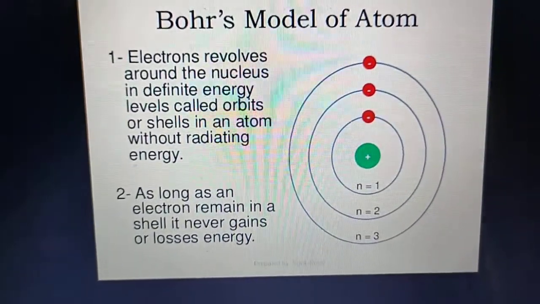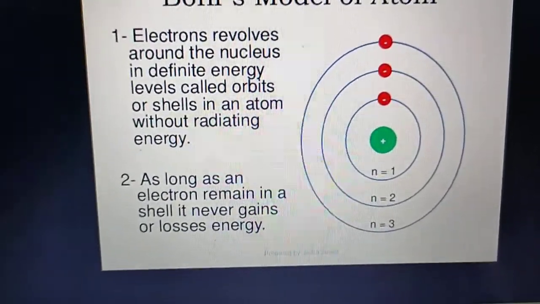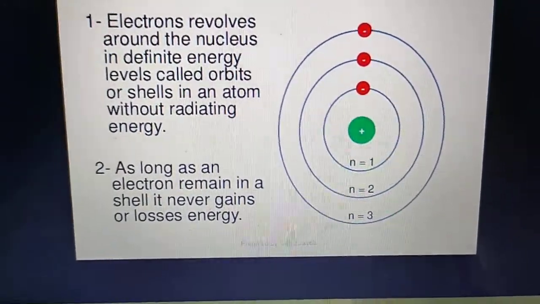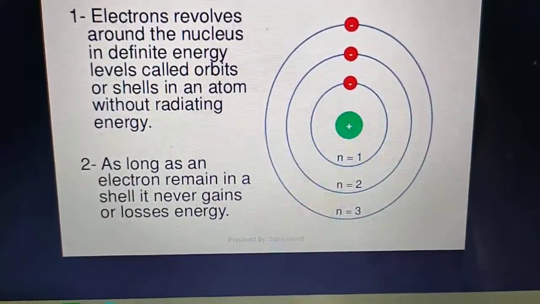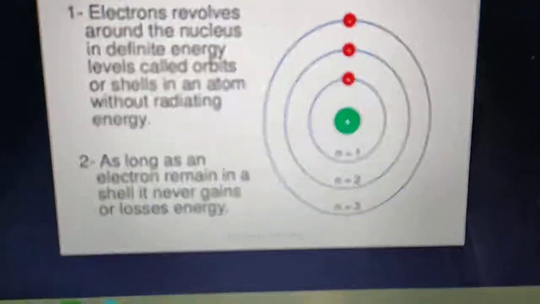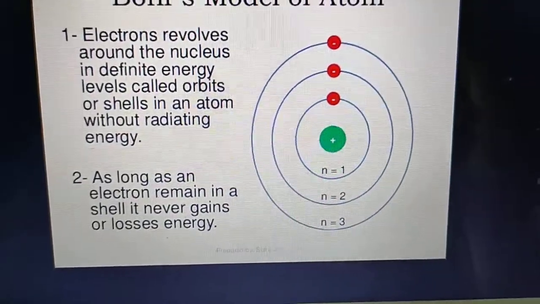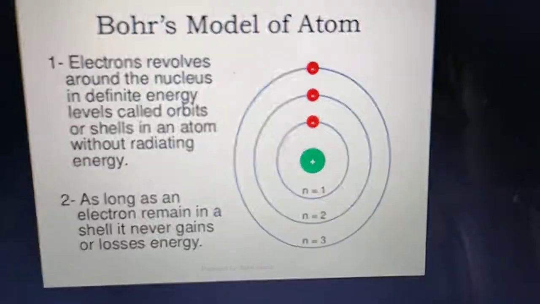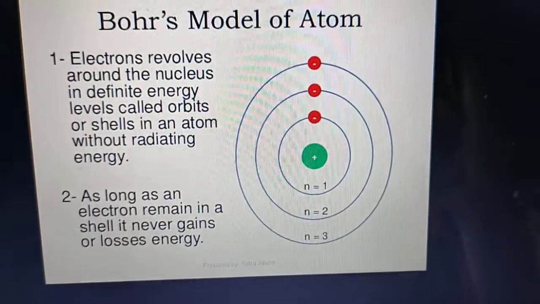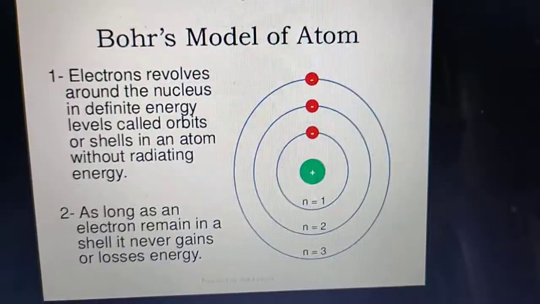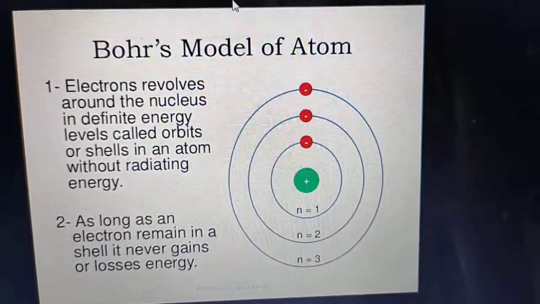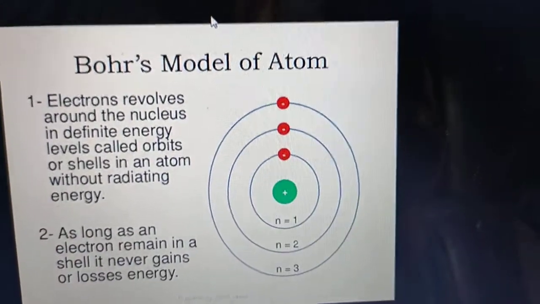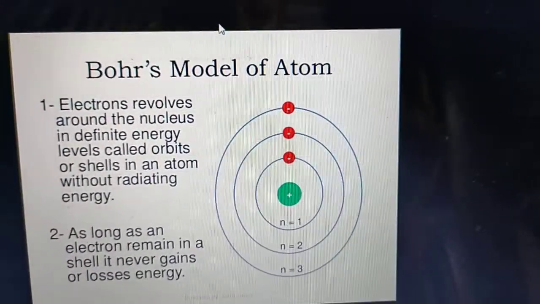The third postulate is that the orbits are characterized by an integer n. n can have values 1, 2, 3 and 4. This integer is called the quantum number. So the K shell has quantum number 1, L is 2, M is 3, like that. These are designated starting from the nucleus: the shell nearest to the nucleus is named K, after that L, after that M, and then N.